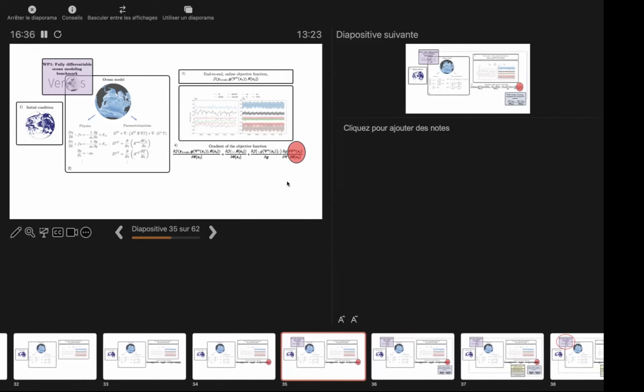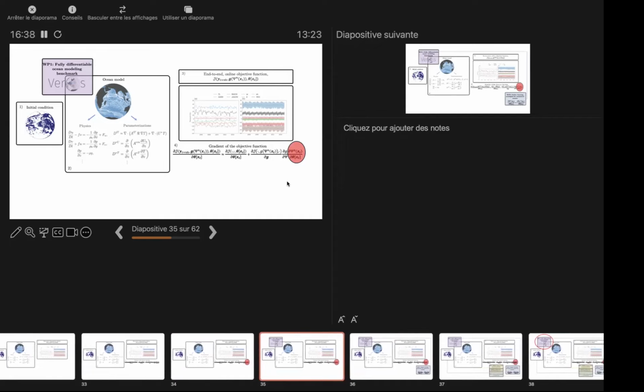So for work package number 1, we will be developing a fully differentiable ocean model benchmark.